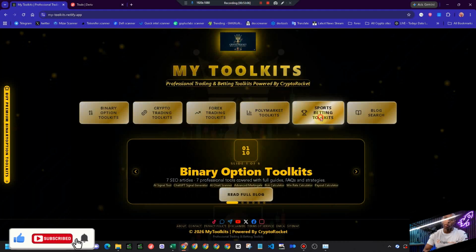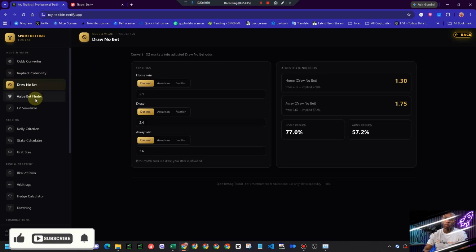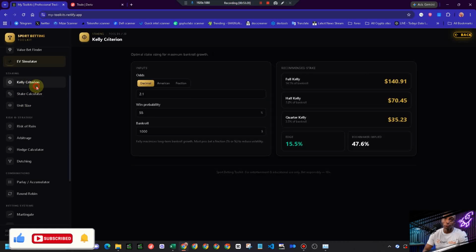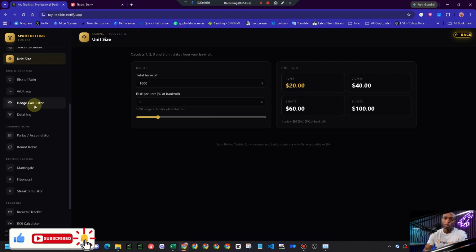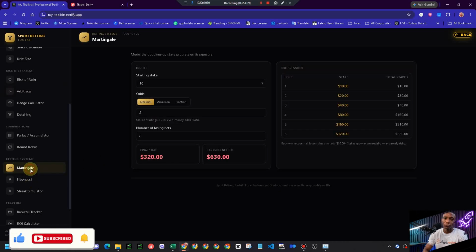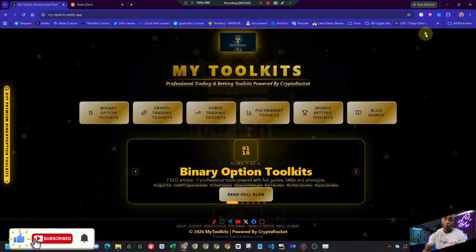So we have sports trading, which has an odds converter and everything you need in sports betting. We have value bet finder, simulator, Kelly criterion strategy, and other strategies. We have a hedging strategy, and arbitrage. For those that bet on arbitrage in sports betting, you can also see your calculator here with a very good screen for you to use. And we have Martingale, Fibonacci, and Stroke Simulator. So that's everything you need to know.